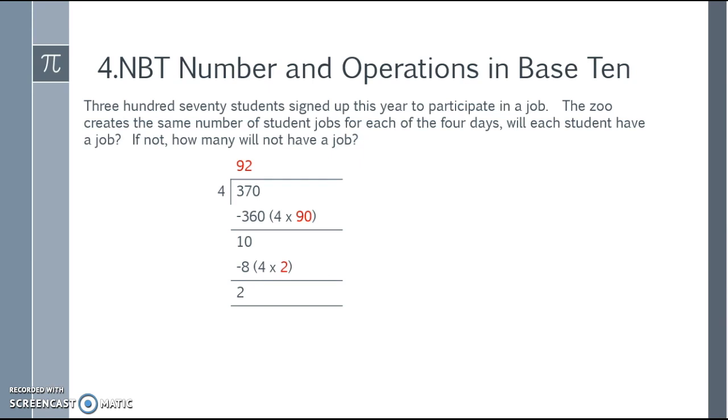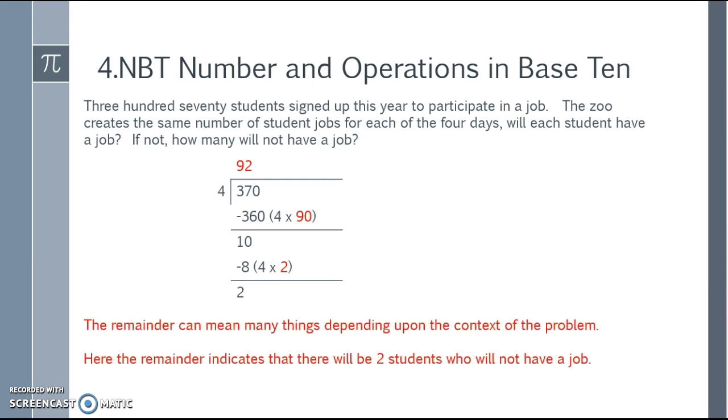However, I have that remainder of 2. So the remainder can mean many things depending upon the context of the problem. Here the remainder indicates that there will be 2 students who will not have a job.